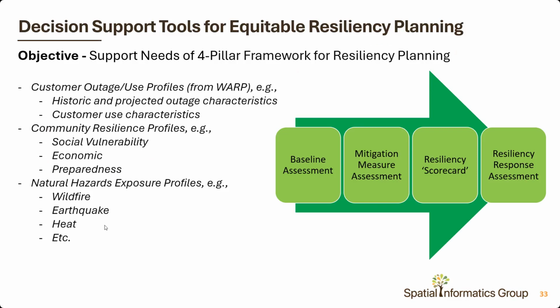So our role in this is really to help inform and develop a decision support tool for this project. And so obviously the objective here is to support your needs for resiliency planning as it relates to future grid planning. And so the way that we're thinking of a decision support tool for this is to be one that would be helpful in characterizing customer outages, use profiles, looking at historic and projected outage characteristics, customer use characteristics. And then what we've been focused on as we get into this project is really digging into the community resilience side of the equation and looking at social vulnerability, some of the economic measures, as well as the community's preparedness level. And then also porting in information as it relates to natural hazard exposure and how those things might not only affect the community, but also the ability of the grid to supply power. Next slide.